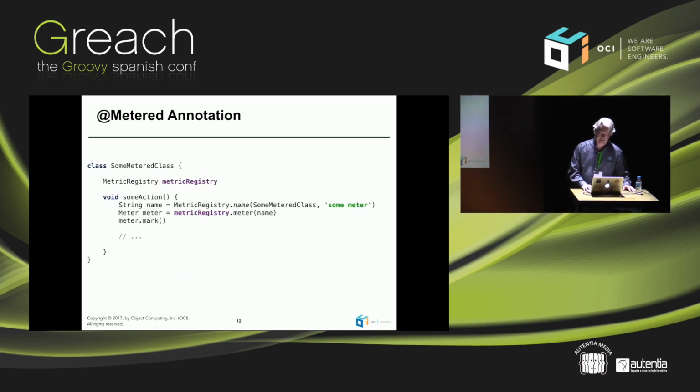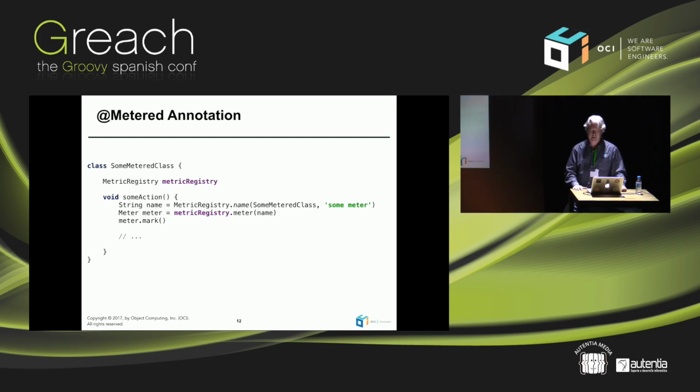Another is that we've provided an annotation called metered. If that annotation did not exist, and the trait did not exist, and you wanted to add metering to this class, the code you see here would work, right? So someAction is the name of a method that we want to meter.